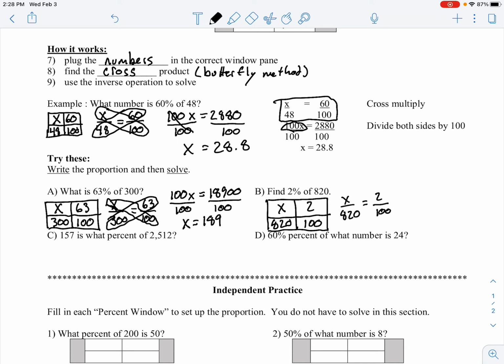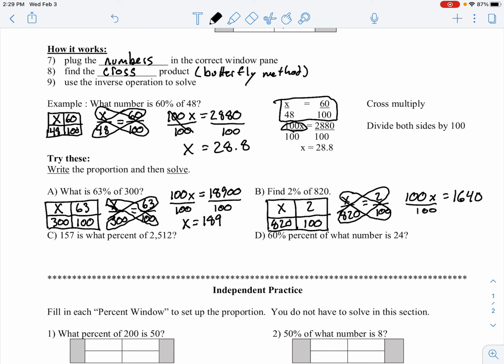Alrighty. And then we're just going to use that again. So butterfly method, or cross product, going 100 times x. So 100 times x. Set that equal to 820 times 2. I believe that is 1,640, but let me double check here. 820 times 2. Yep. 1,640.